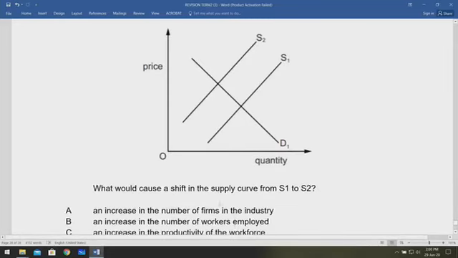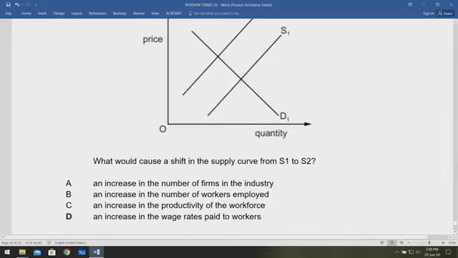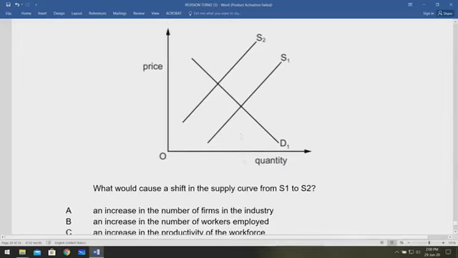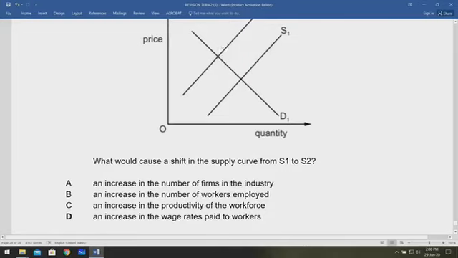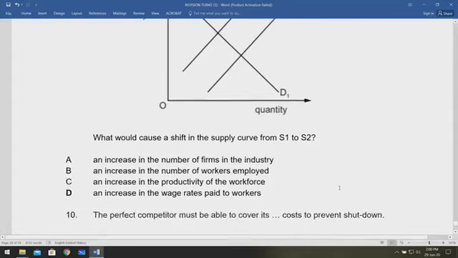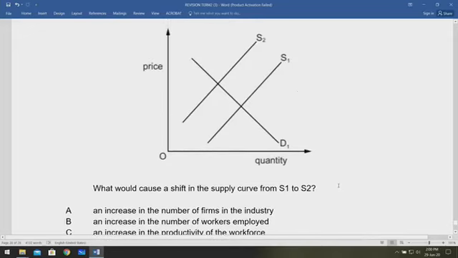So an increase in the number of firms in the industry is not going to cause a decrease. An increase in the number of workers employed is not going to cause a decrease. An increase in the productivity is not going to cause a decrease. An increase in the wage rates paid to workers. Why would that cause a decrease? Because remember, increase in wage rates leads to a decrease in the demand for workers. So people will rather then let go some workers, and therefore the supply then also decreases.